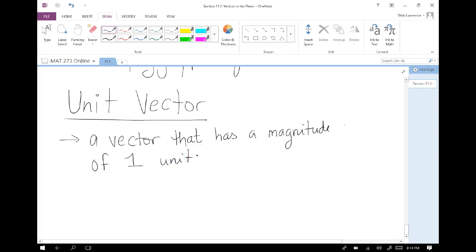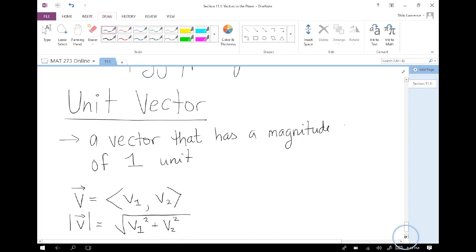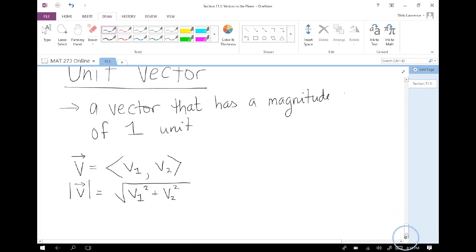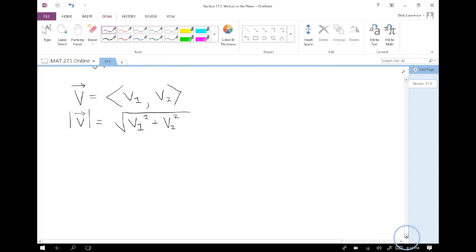So we've already talked about how to find the magnitude. If we have vector v and its components are v1 and v2, then the magnitude of v is the square root of v sub 1 squared plus v sub 2 squared. We don't want this magnitude being included in our vector when we're using a unit vector.